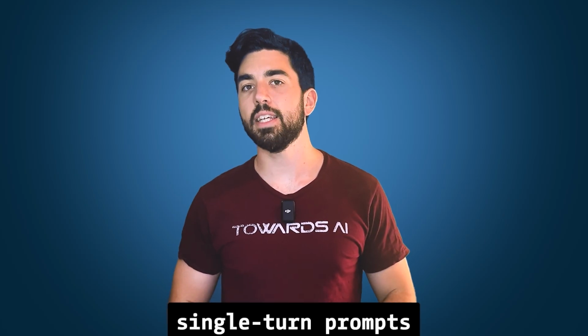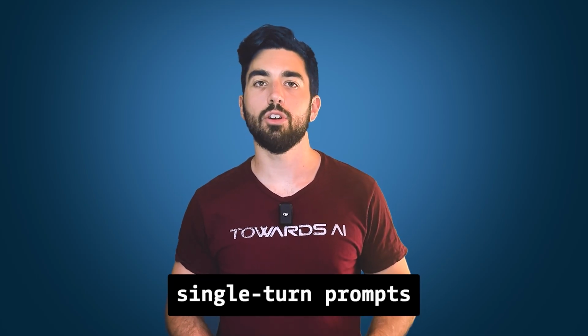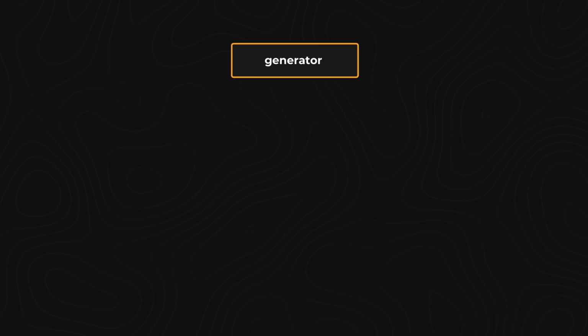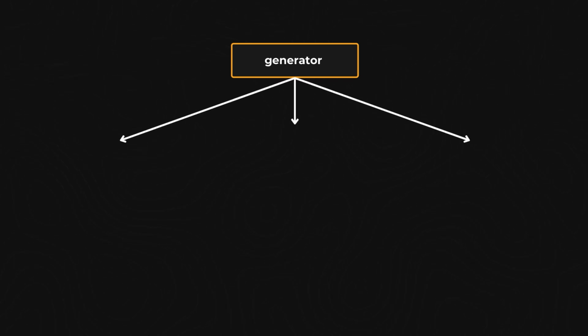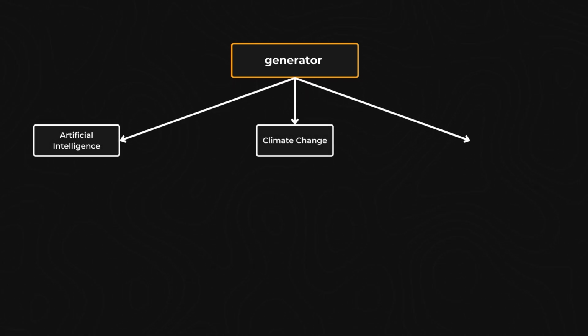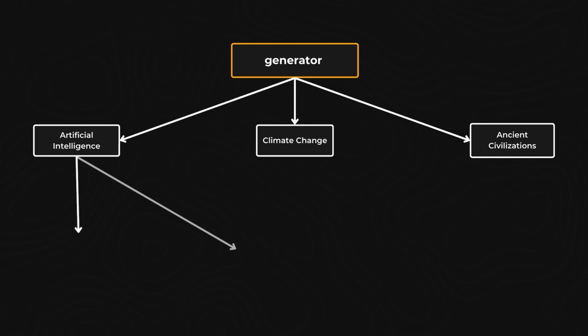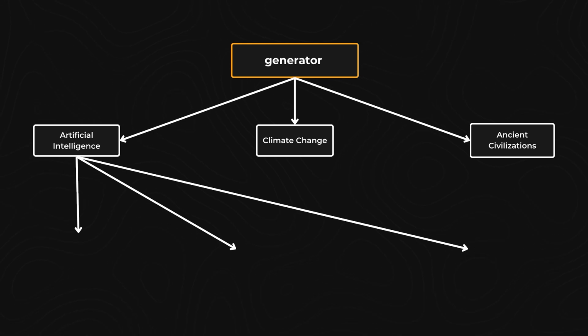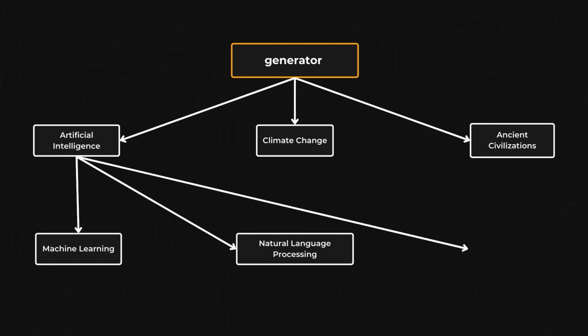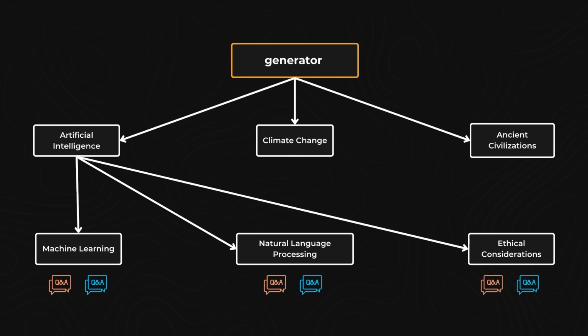But the first technique they used is the single turn prompts. Here, a generator creates various macro topics such as artificial intelligence or climate change or ancient civilizations. Each of these macro topics is divided into subtopics. For instance, under artificial intelligence, subtopics might include machine learning, natural language processing, and ethical considerations. Questions are then created for each subtopic.